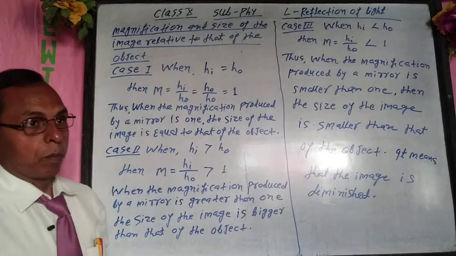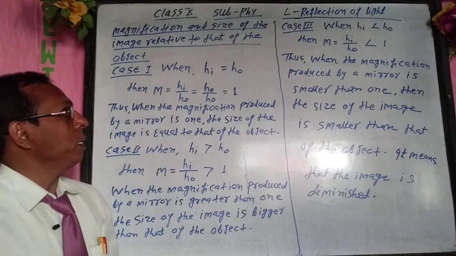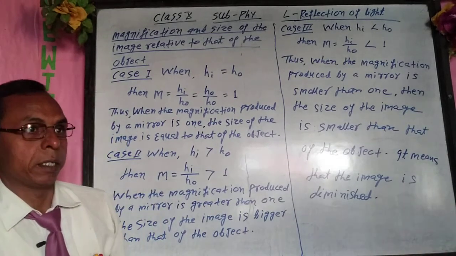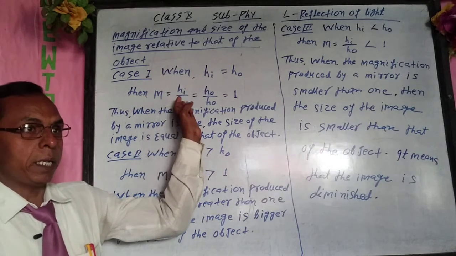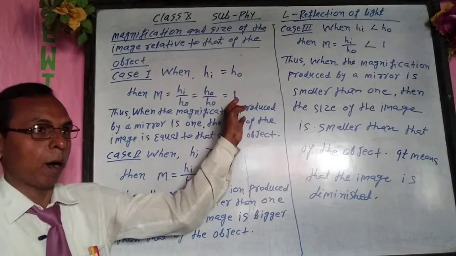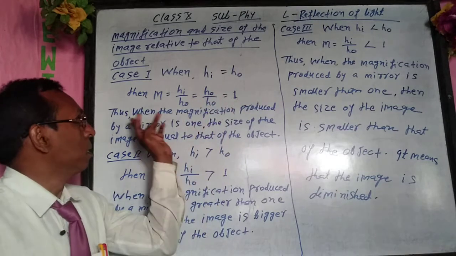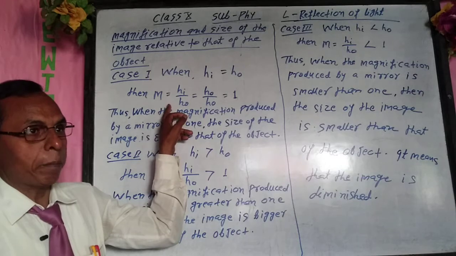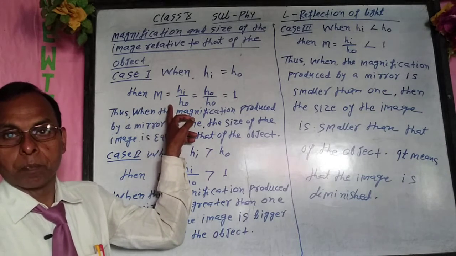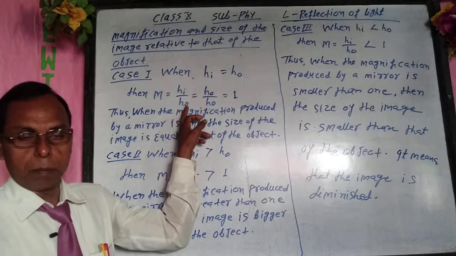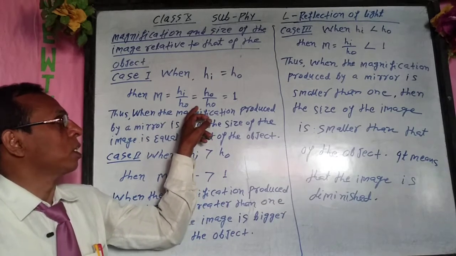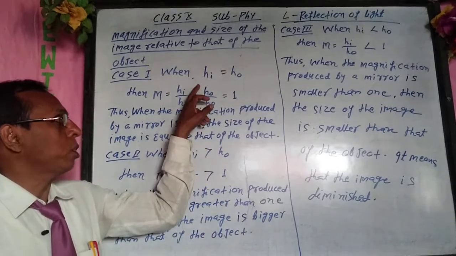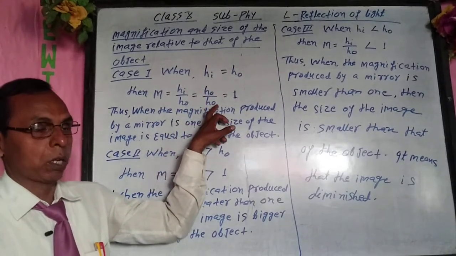Case first, when image height is equal to object height. Then magnification, we know that magnification is equal to image height by object height. Since HI is equal to HO, hence HO by HO is equal to 1.